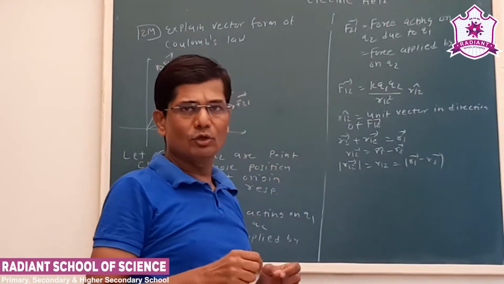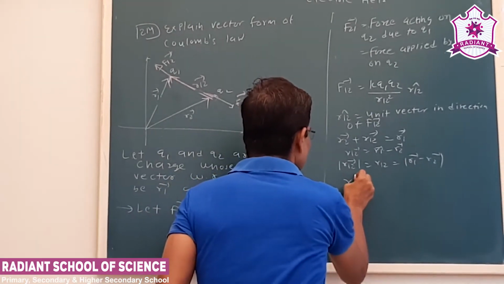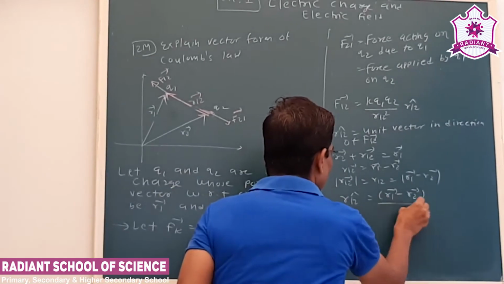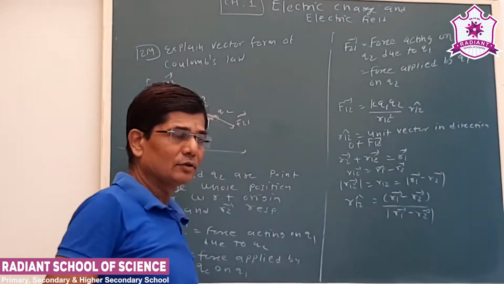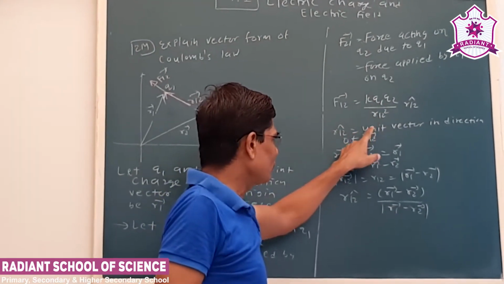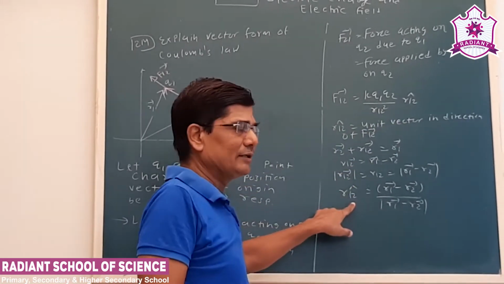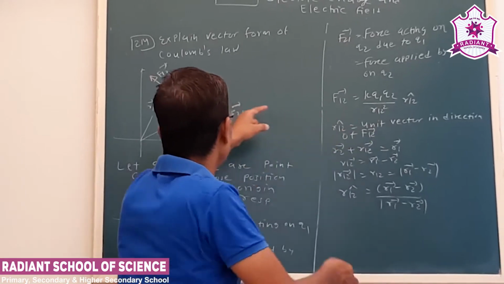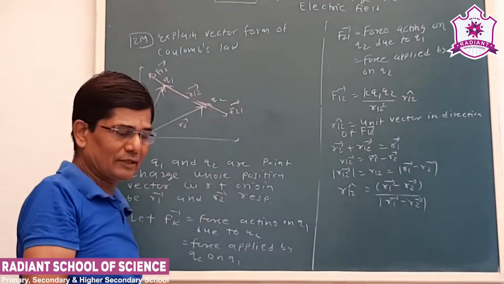Now how do we get the unit vector of a given vector? That is, R12 caret is the vector divided by its magnitude. So this is F12 equals K Q1 Q2 upon R12 square into R12 caret. Here R12 caret is a unit vector and R12 is the magnitude, that is the distance between the two charges.